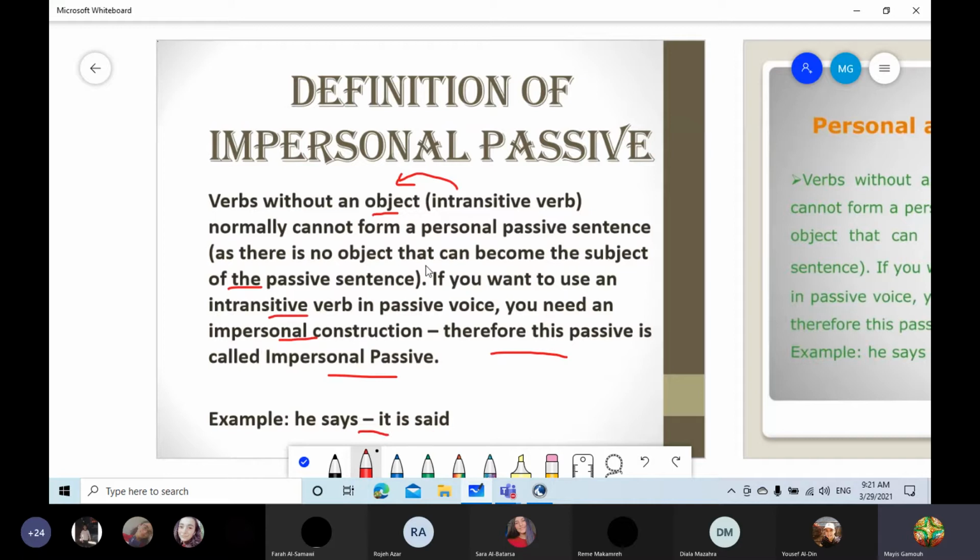It is said. So one more time, with the impersonal, we do not have an object to place in the passive voice to become our subject. So here we need it in order to put it at the beginning of our sentence to form our impersonal passive sentence.